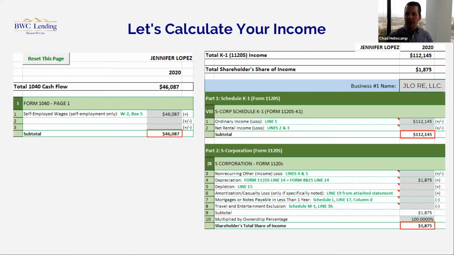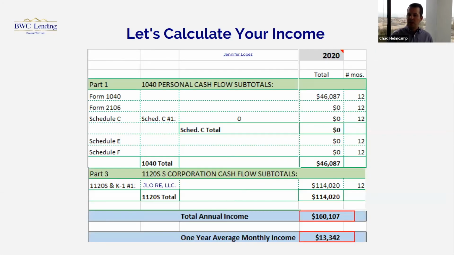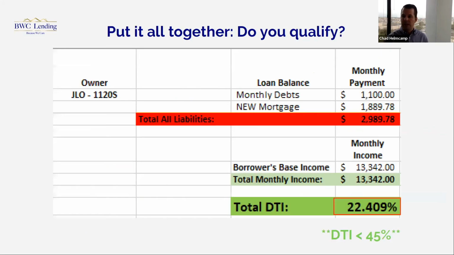Here's our income calculation spreadsheet. You see we've got the wages. We have the ordinary income from the K1. And our ownership percentage is 100%. And so we've got depreciation here of about $1,875 that we're able to add back in. When we do all the math, JLO works out to about $160,000 of taxable income, which is $13,342 monthly. Her debt to income ratio is just a little bit better than Brad Pitt's, at 22.4%. She's in great shape, very well qualified.